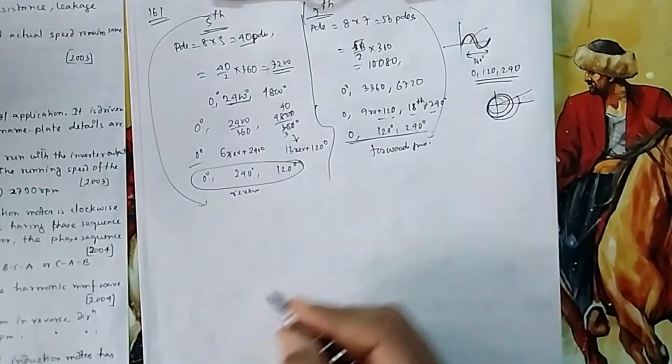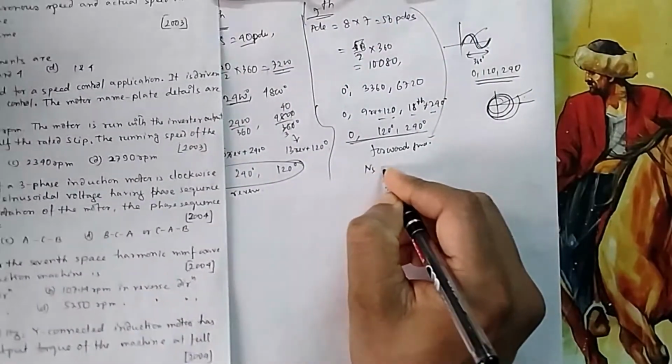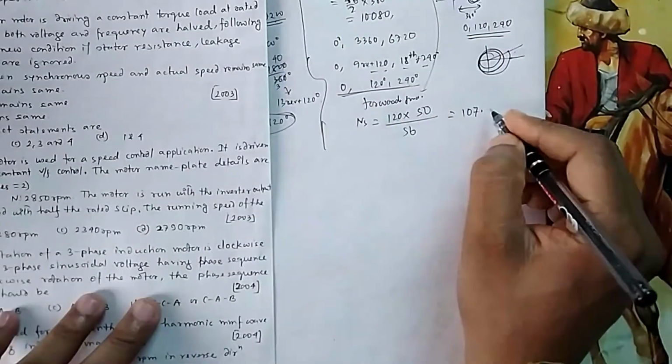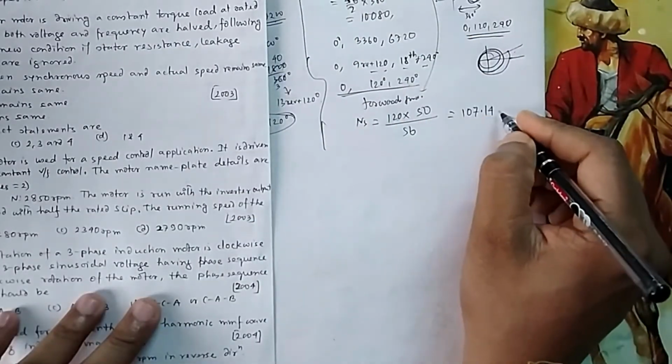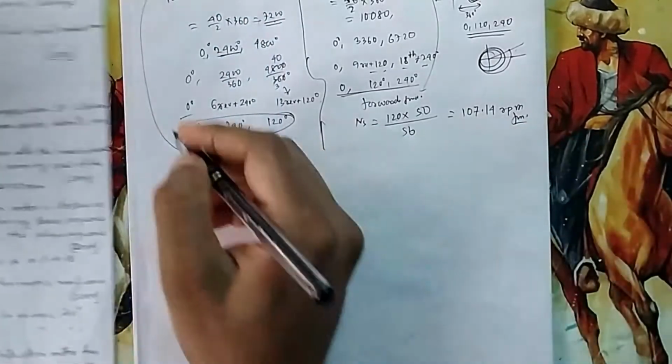Now they are also asking for the speed. Obviously it will be in the forward direction, either A or C. So what will be Ns? Ns will be equal to 120 f by P, where the number of poles is 56. If you solve it, you will find it is 107.14 RPM in the forward direction. So that is your option A.